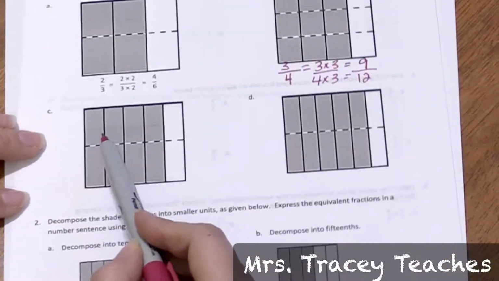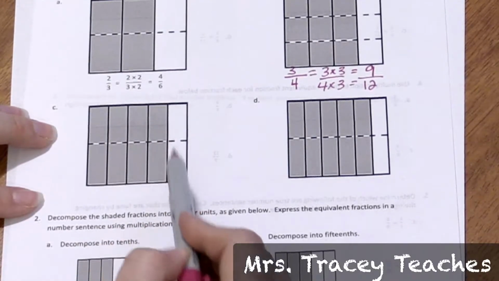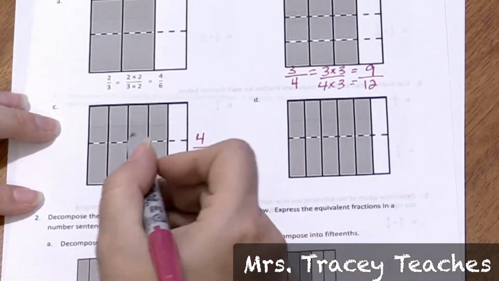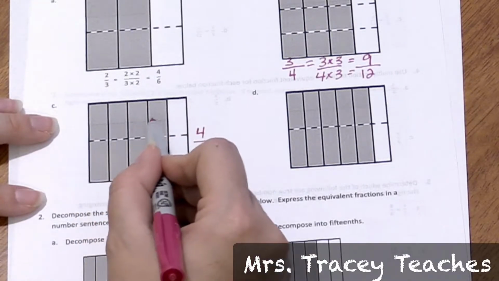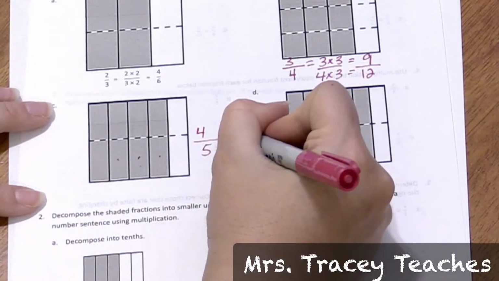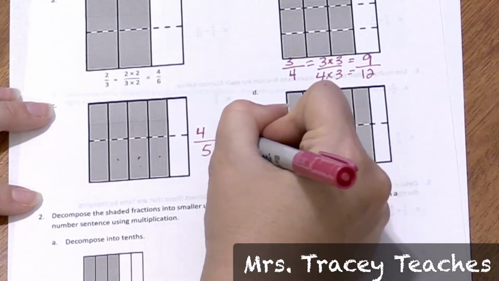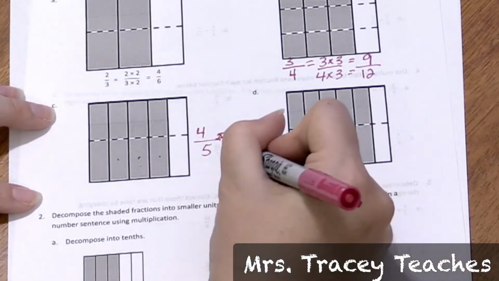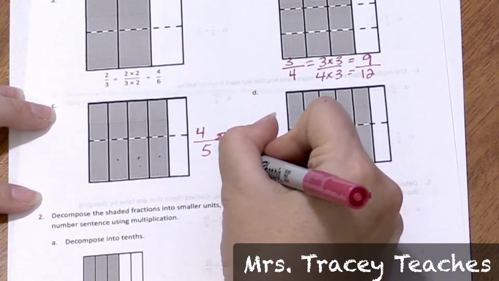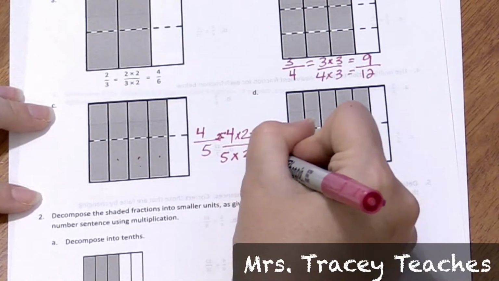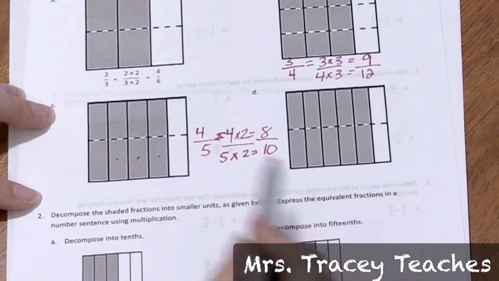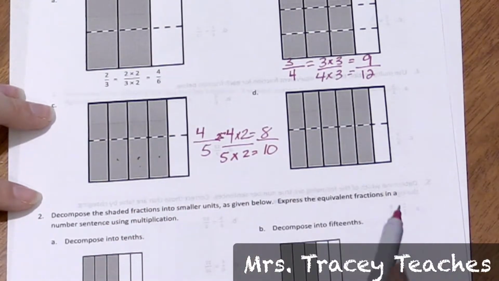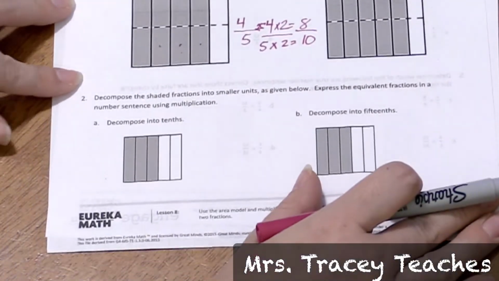Let's try another one. So this one, it's originally out of 1, 2, 3, 4, 5, and 1, 2, 3, 4 are colored in. But then it comes out of 1, 2, 3, 4, 5, 6, 7, 8. So 4 times what equals 8? So this equals 4 times 2, which equals 8. And then whatever I do to the top, I have to do to the bottom. So 5 times 2 equals 10. And let's check if it's correct. 1, 2, 3, 4, 5, 6, 7, 8, right here. 9, 10, check, check, correct. Try D on your own, and let's try number 2.